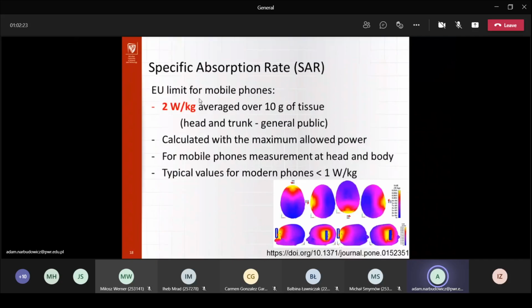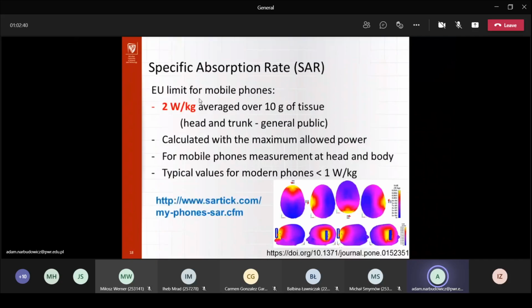Right. And for mobile phones, typical values are actually even below 1 watt per kilogram. That's basically what we can achieve with testing and measurements.